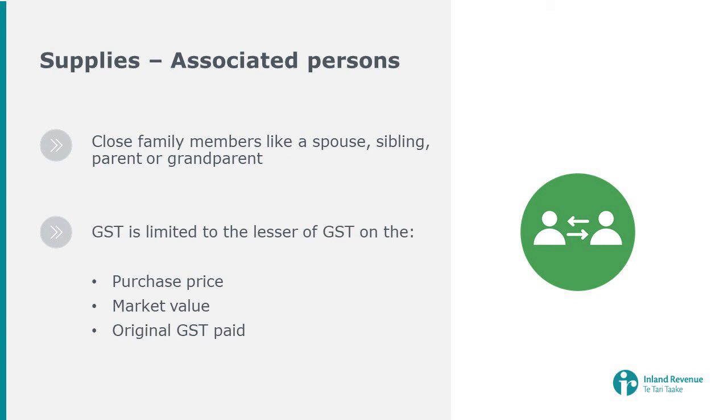For example, if a GST-registered person buys a second-hand car from their sister, and the sister bought the car from a dealer, the purchaser can claim the GST on their purchase price, the market value, or the price their sister paid for the car, whichever is smaller. If the sister bought the car privately, no GST can be claimed by the purchaser. This is because the lesser amount is 0 GST paid by the sister.